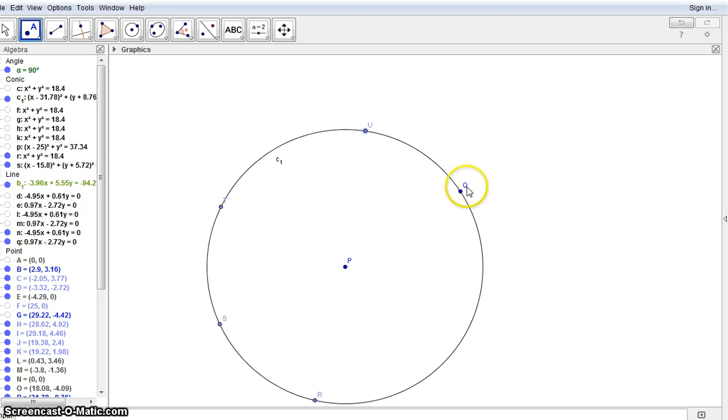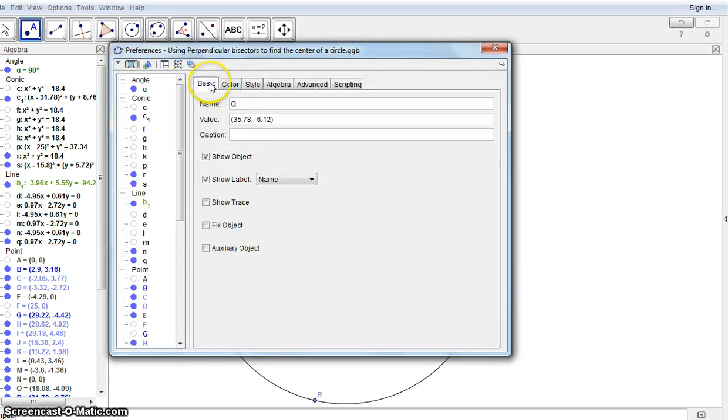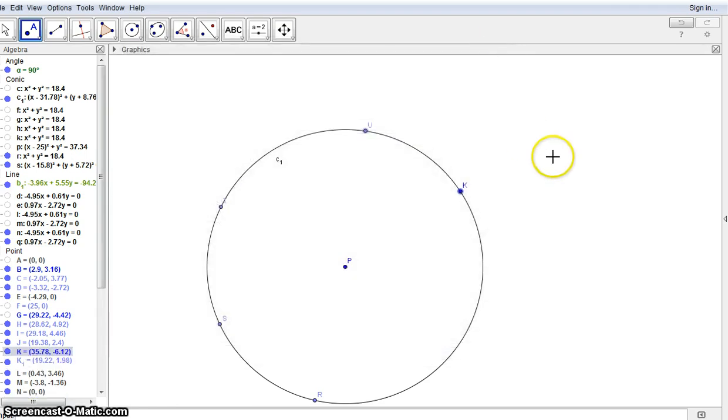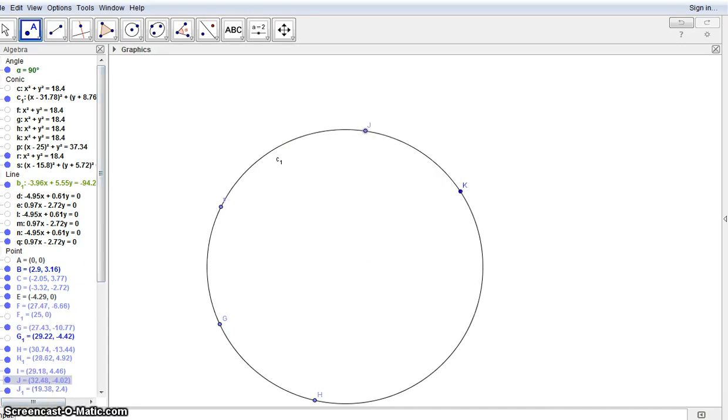And I'm going to change the labels using the object properties. In GeoGebra, you're allowed to give the figure any name you want. So I'm going to right click on each of these and change the labels to match the diagram given in 10-15. Now the important piece of each of these inscribed angles is that they're created with the same intercepted arc.